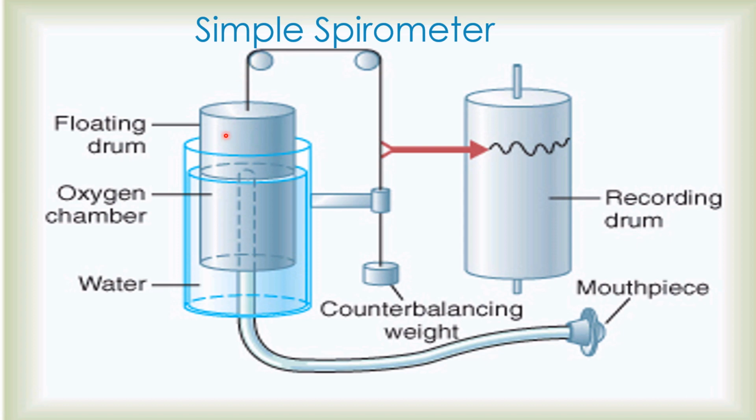There is an inner chamber, so outer chamber and the inner chamber. Here you can see the inner chamber. It is open at the top end, which lies above the water level in the outer chamber, and it is connected to a tube. Here you can see the tube right at the bottom. At the end of the tube, a mouthpiece is attached, through which the patient can do the respiratory movements.